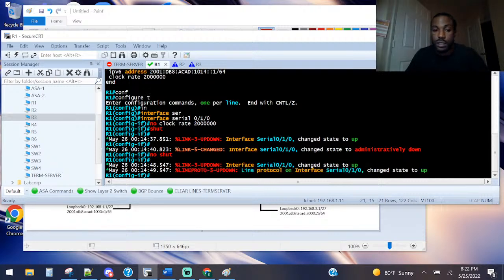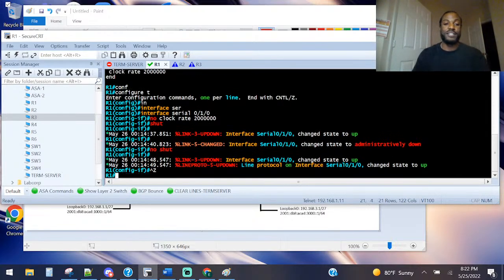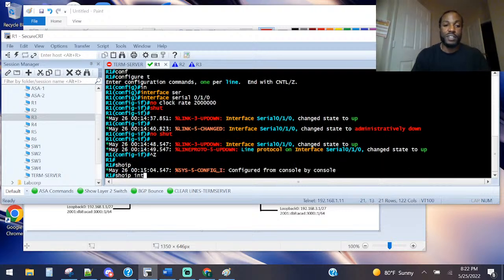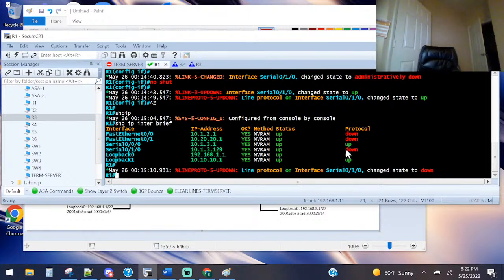Let's see. It looks like that might have been the issue. Yes, sir. There's a light over here. Yeah, it looks like it's up now. So let's show IP interface brief. Even though we did some troubleshooting, there you go, it went back down. So I don't think that was the issue either. I didn't see the light come up either though. Did I? Let me see. Yeah, the light is up.